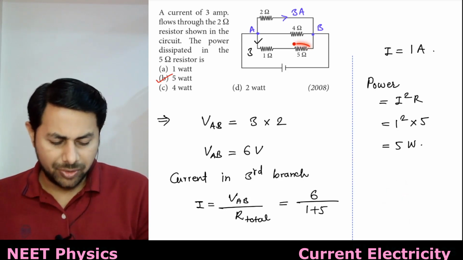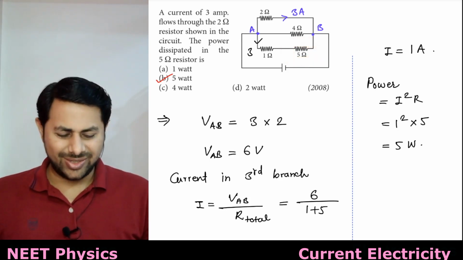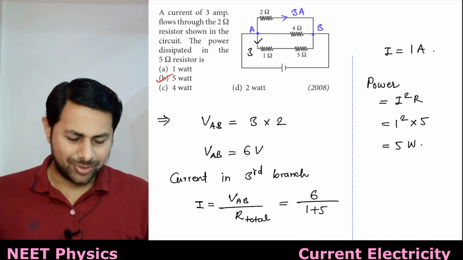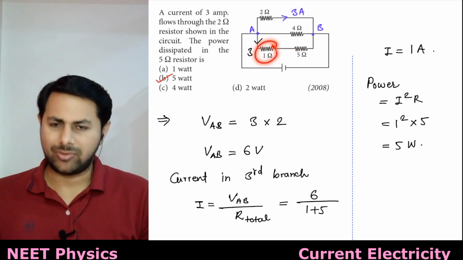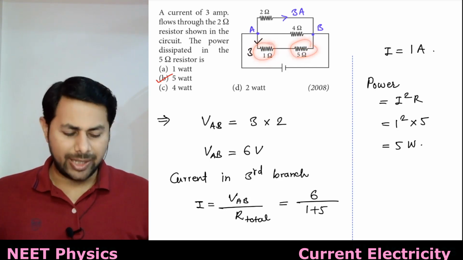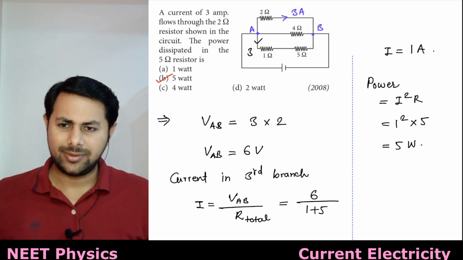Okay, but you wanted to find out power in this resistor only, and there are 2 of them, 1 ohm and 5 ohm. So the better thing to do is just find out current in this branch, and then power in this one would be I square times this resistance. Power in this one would be I square times this resistance. This is clear?